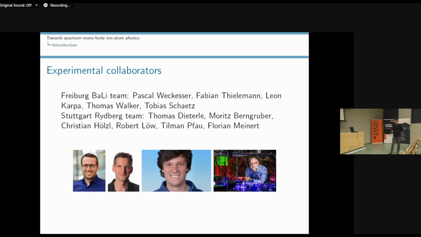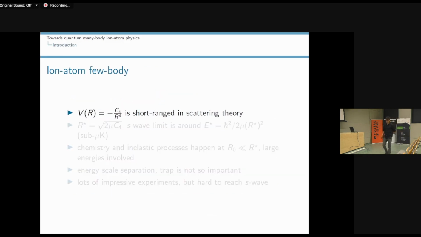So first, a lot has been said about atom-ion potentials, and from the point of view of a prospective many-body theory, what we need to take into account is this tail of the interaction, which is a power law with the fourth power, in contrast to the van der Waals interaction, which from the point of view of scattering theory is actually a short-range potential. There is nothing very special about it. It has a scattering length, an effective range.